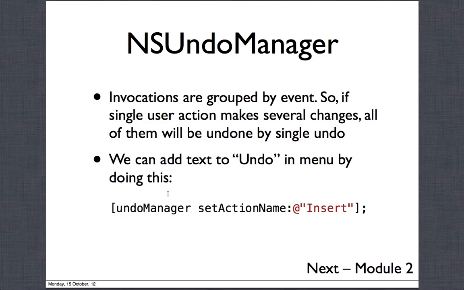And a good application also tells you what action you are about to undo if you go to that menu. So a good application will say undo edit or undo delete item, something like that. So we can add that action name to the menu by doing this, undo manager, set action name, and then something that will be added to undo or redo. And we will see an example of how we do it in the following modules.